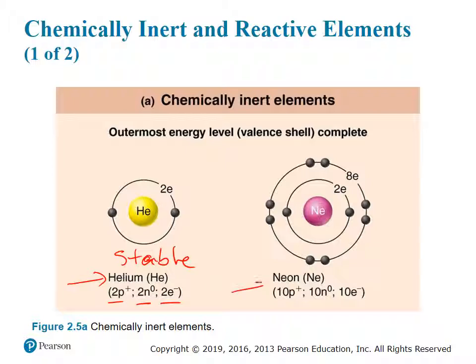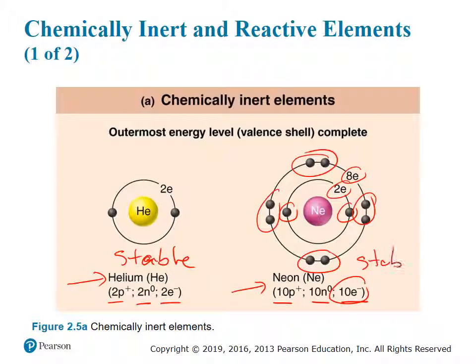Neon is the same thing. 10 protons, 10 neutrons, 10 electrons. Its first shell is what? 2. Its next shell, the second one, can hold a maximum of how many? 2, 4, 6, 8. So this is 2 and this is 8. It's got 10 electrons. It's also considered stable. It does not want to be messed with. It doesn't really interact with other atoms. It's totally fine by itself. Does that make sense?